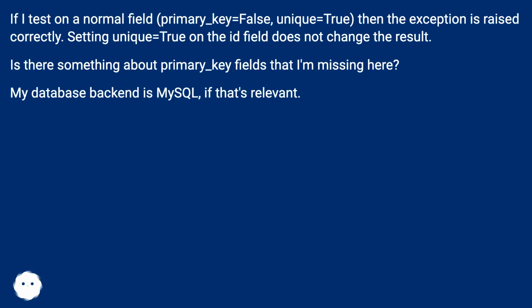If I test on a normal field, primary_key=False, unique=True, then the exception is raised correctly. Setting unique=True on the id field does not change the result. Is there something about primary_key fields that I'm missing here? My database backend is MySQL, if that's relevant.